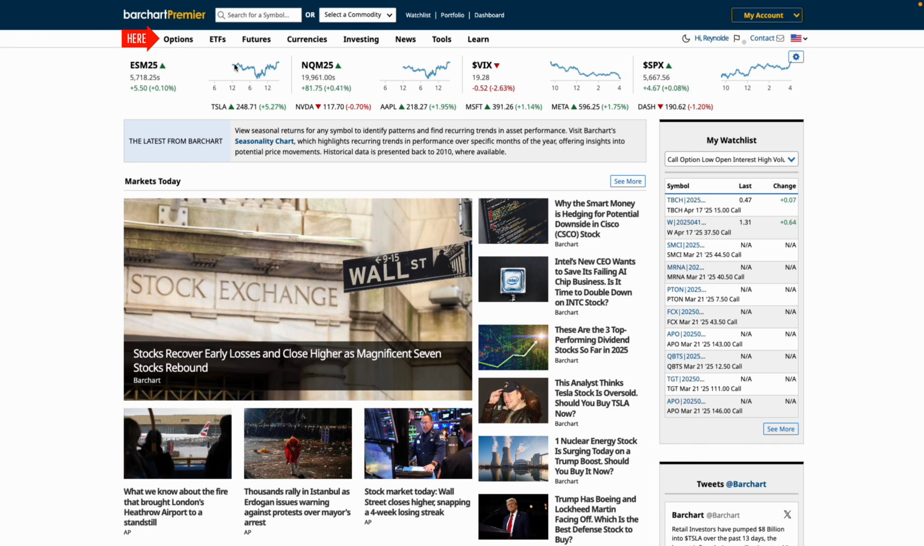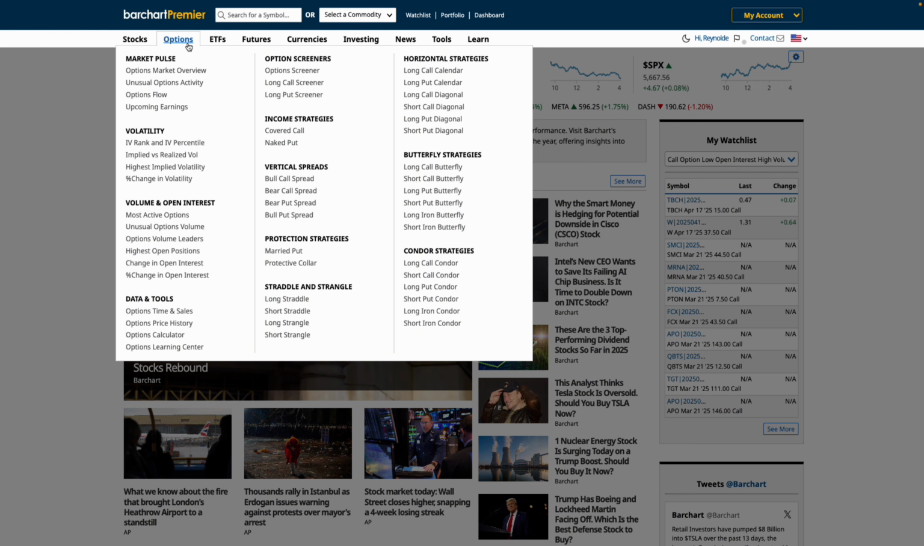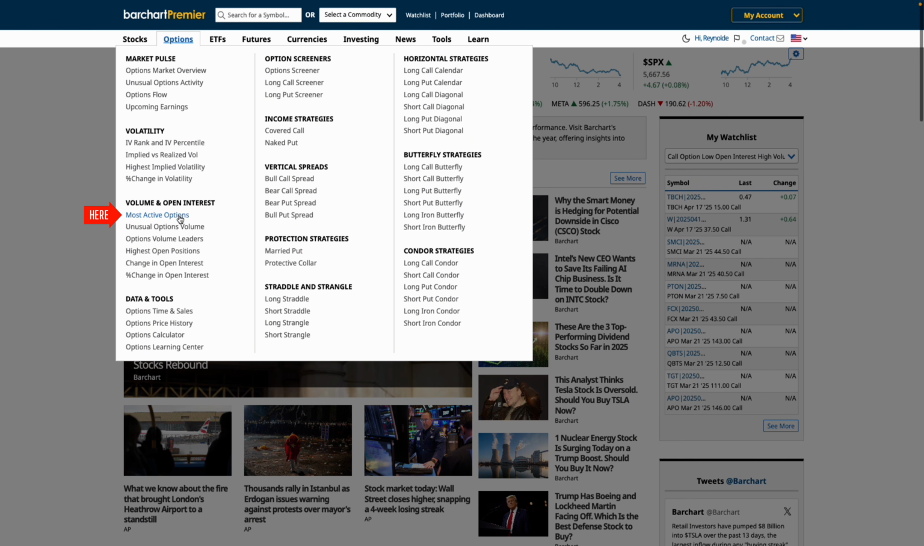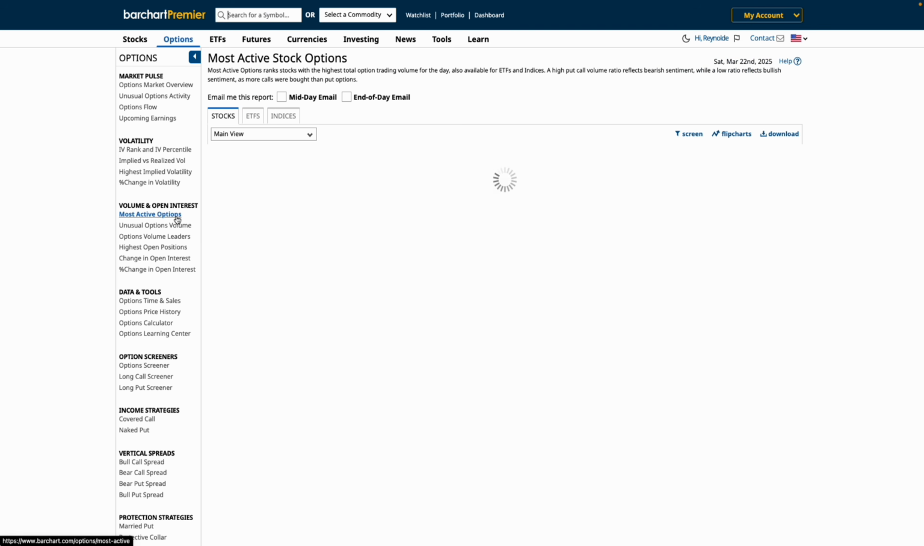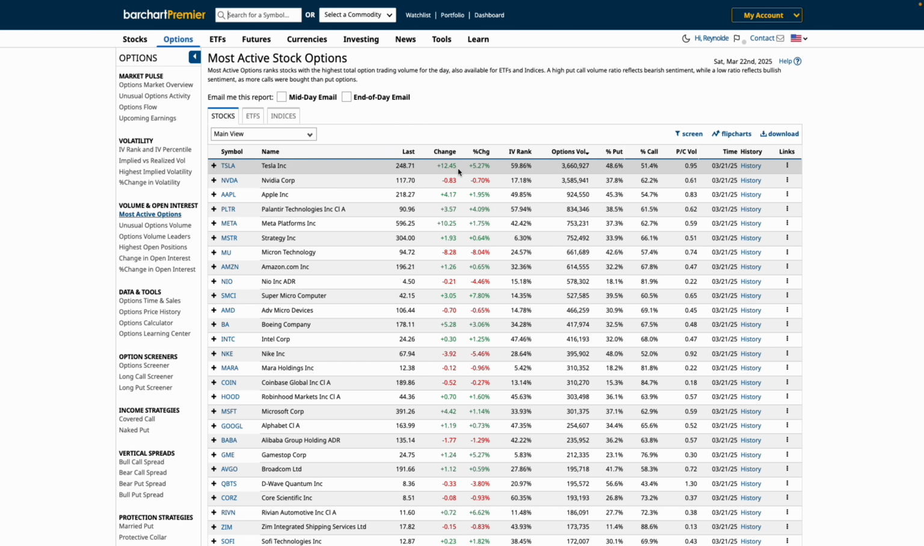When looking for trading opportunities, you want to start by analyzing the most actively traded options contracts. This page on Barchart helps us see where the highest levels of trading activity are happening. We can filter the list by options volume, which tells us how many contracts have been traded during the session. Higher volume means more traders are participating in these contracts, which typically signals higher liquidity.